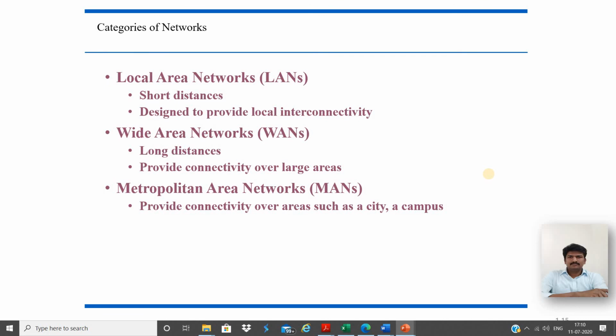Categories of networks depend upon the area which they cover. Networks are categorized as local area networks, wide area networks, and metropolitan area networks. We know that local area networks cover short distances and are designed to provide local interconnectivity. Wide area networks cover long distances and provide connectivity over large areas. Metropolitan area networks provide connectivity over areas such as a city or campus.